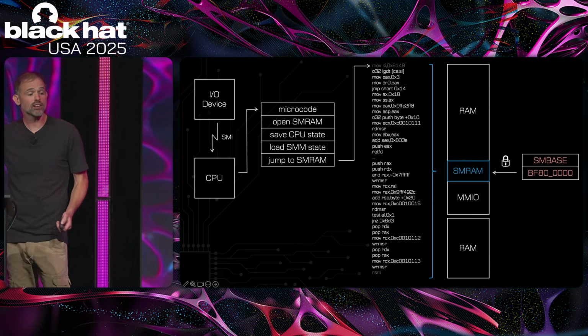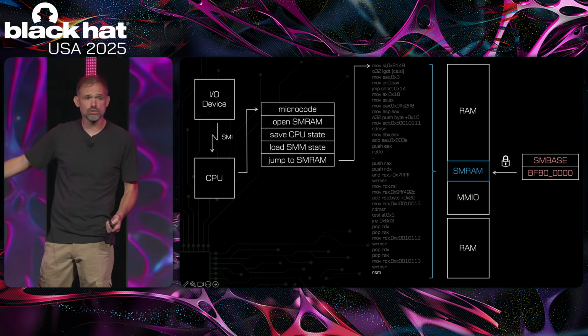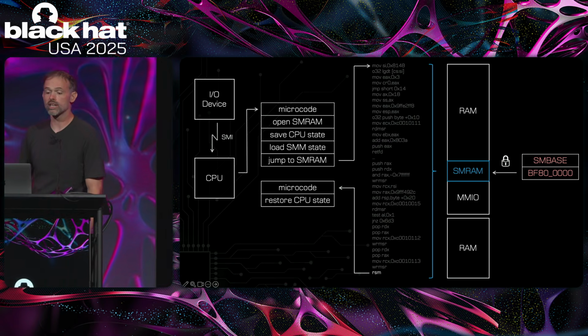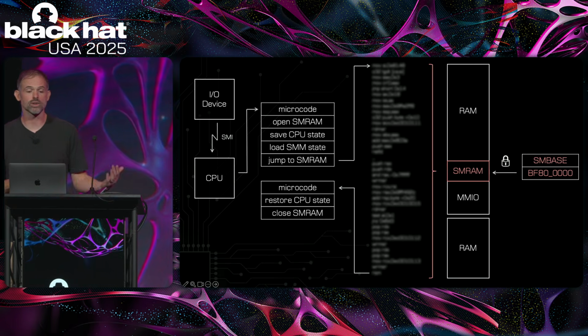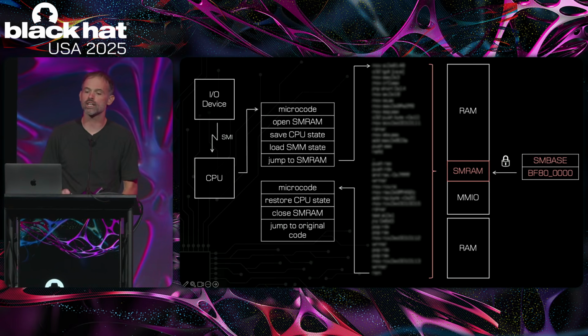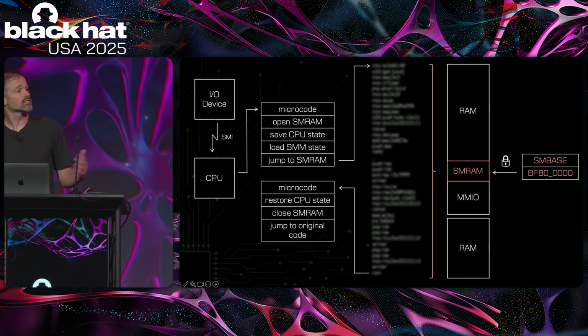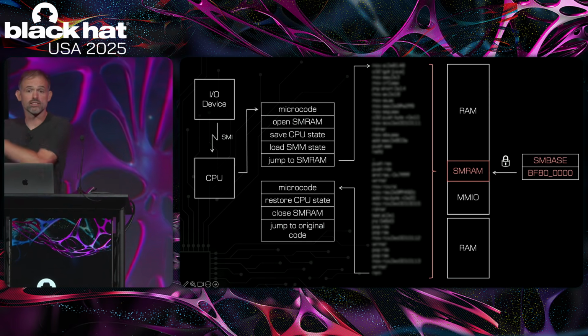It executes that interrupt handler, finally gets down to this magic resume instruction. The resume instruction, in turn, gives control back to microcode. Microcode undoes all those processes, restoring the CPU state, locking SMRAM back up, and then jumping back to whatever code got interrupted. That code then is none the wiser. It doesn't know that it ever got interrupted or that this invisible thing that it can't see was just running.